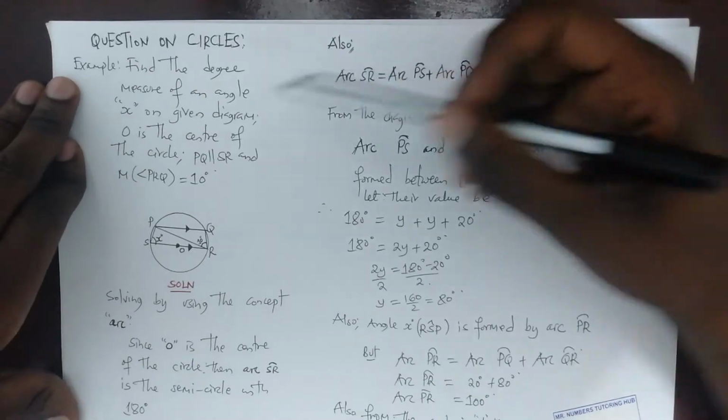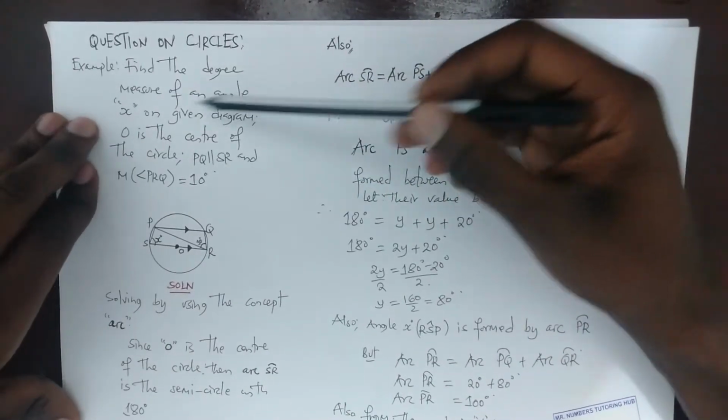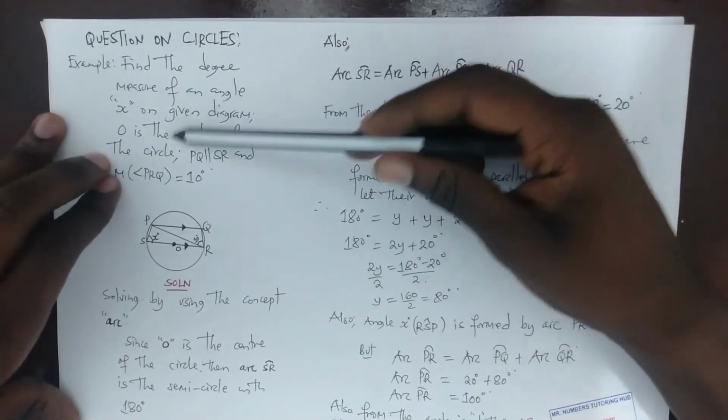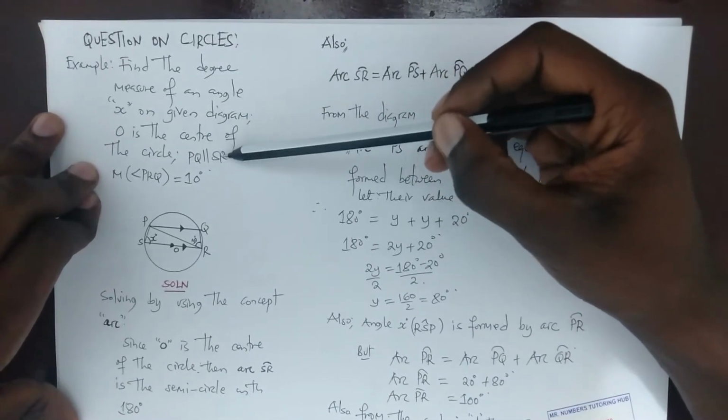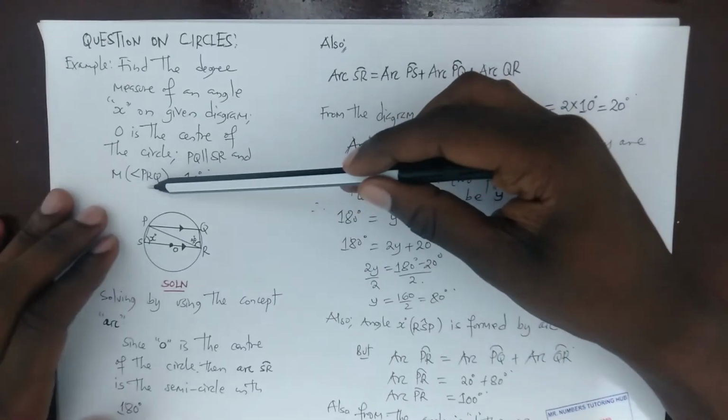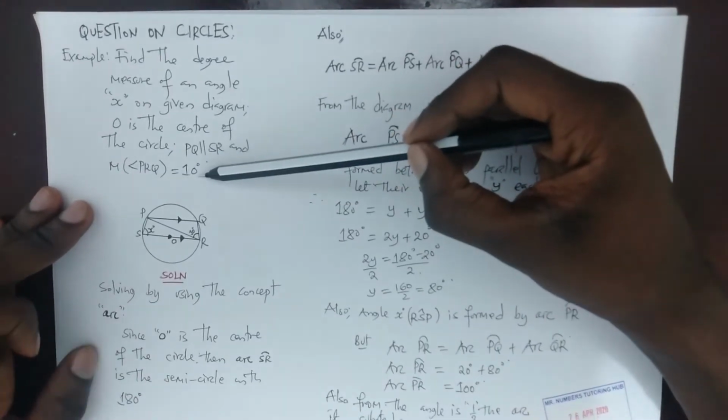Circles. Example: you have to find the degree measure of an angle x on a given diagram. O is the center of the circle. PQ is parallel to SR, and the measure of angle PRQ is 10 degrees.